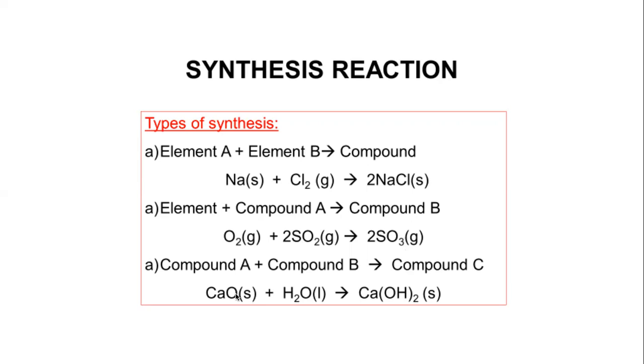And then you can also have types of synthesis reactions where you have compound A and compound B to form compound C. So here you just really want to focus on, is it an element, and the elements are just right off of the periodic table? Is it an element and a compound? Or are there two compounds coming together? Either combination results in a synthesis reaction or the formation of a new product.